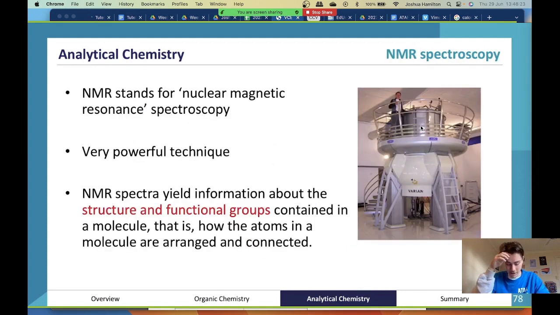All right, now moving back. Sorry. NMR. So NMR stands for nuclear magnetic resonance. It's a very powerful technique. It's a very expensive technique to work through, but it's very useful.